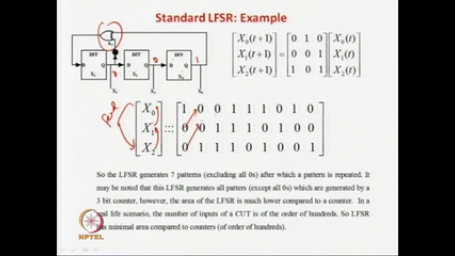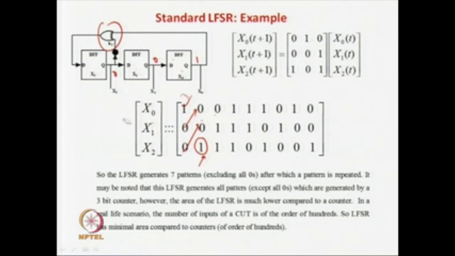So, this is how your matrix works. This one will go this way, and this last bit will depend on what? It will depend on this 1 XOR with this one, because this is not involved. So, 1 XOR 0 is nothing but a 1. So, you get this one by XORing x0 with x2. If you XOR this guy and this guy, you are going to get a 1. So, this is how the next pattern is generated.